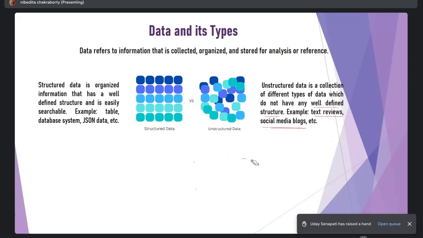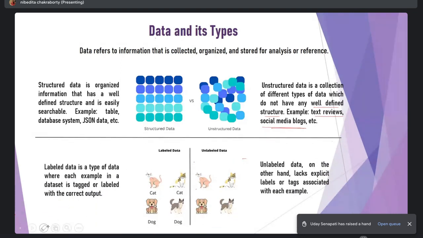So the next part of data is labeled and unlabeled data. For labeled data, as we can see in the image, we have cats and dogs, but at the same time we have a tag that defines that this image belongs to a cat. We can understand that this is a cat, but the machine cannot understand. So we provide the machine a tag so that it understands what this image signifies. If I change this to dog and this to cat, the machine will think that this is a cat and this is a dog.